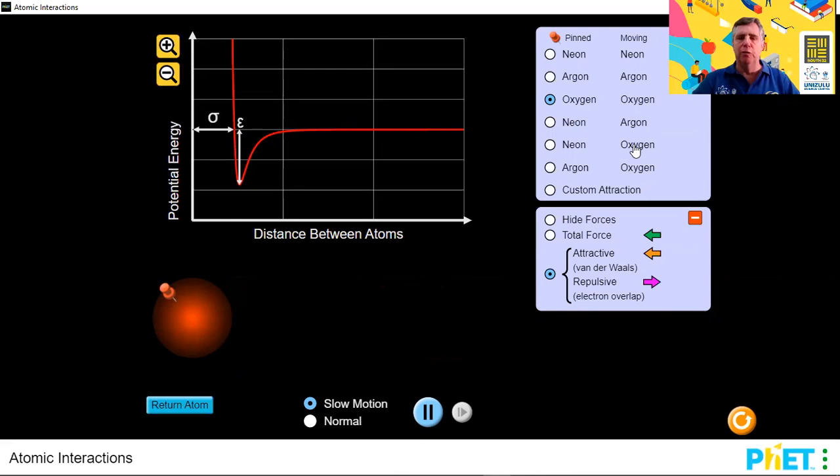So really encourage you to explore this app, but just to understand that everything that holds atoms together or pushes them apart when they get too close is simply a Coulomb force of attraction for bonding or repulsion when they're being pushed apart.